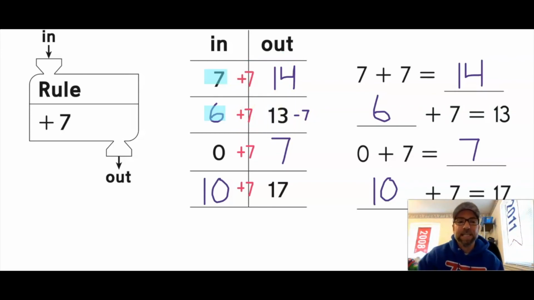The next one was an easy one. In comes 0 plus 7, out pops 7. 0 plus 7 equals 7.